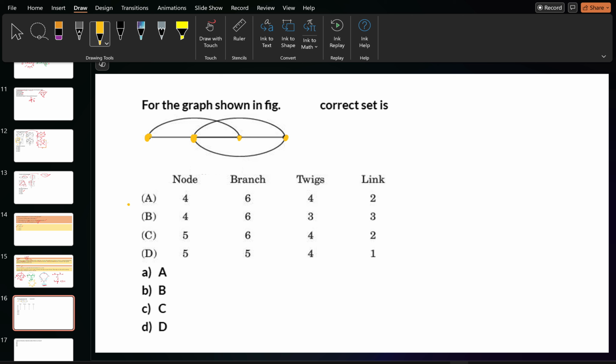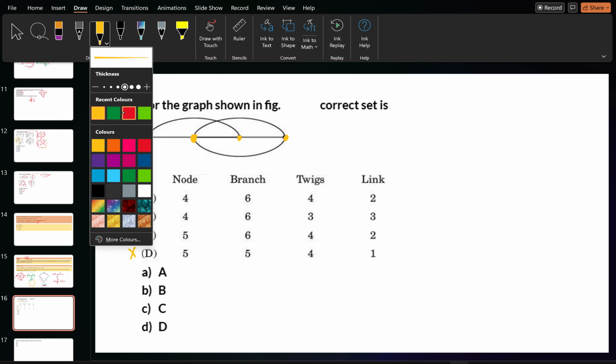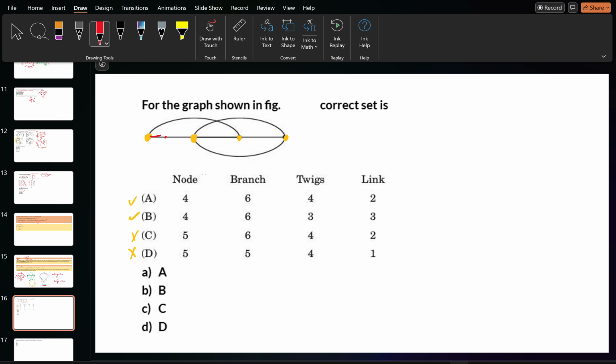Okay. So option A and option B can be correct, and option C and option D are not the option. Okay. What about the branches? Branches, if you see in between the nodes, so let me take another color. If you see here, this is 1, 2, 3, and this is the 4, and this is the 5, and here that is the 6. So there are 6 branches. So options A and B both have the 6 branches.